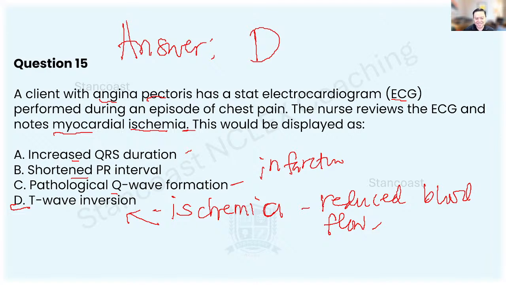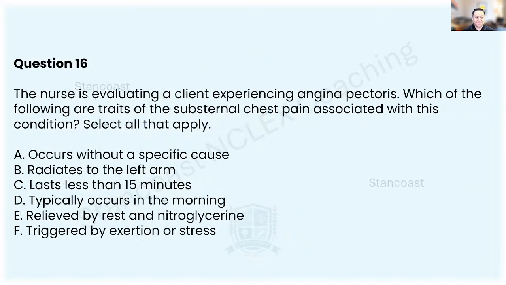And if we had letter A, increased QRS duration, this is the bundle branch block. We actually had this type of questions earlier. I just kind of changed or replaced the words here. So this is quite the same test question that we had earlier. All right. Let's see. Number 16.